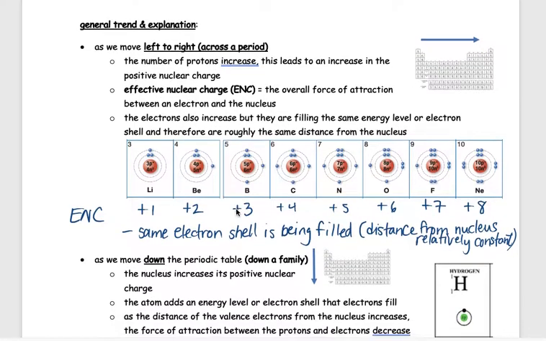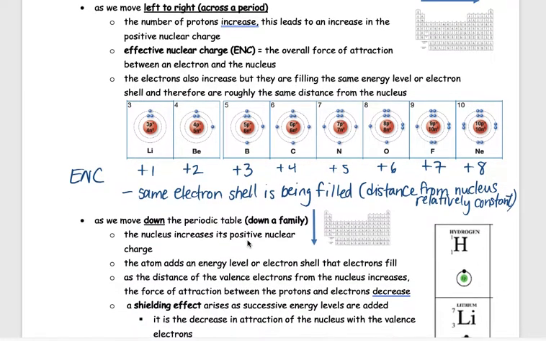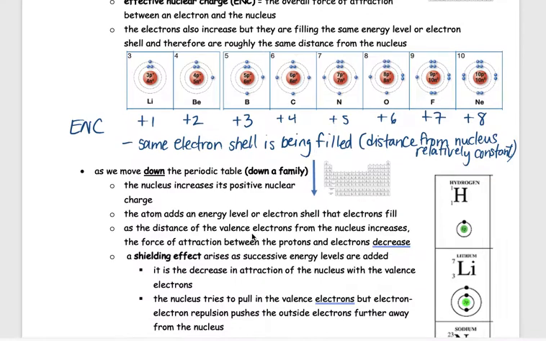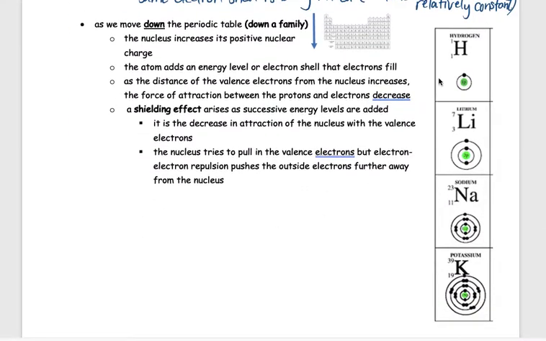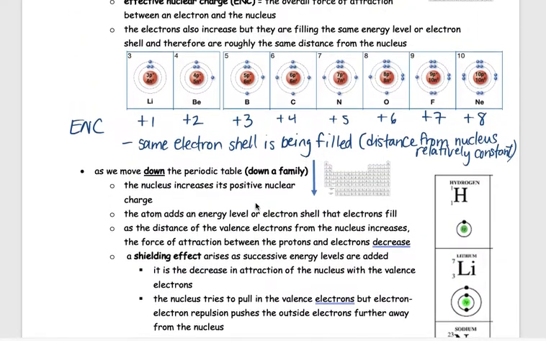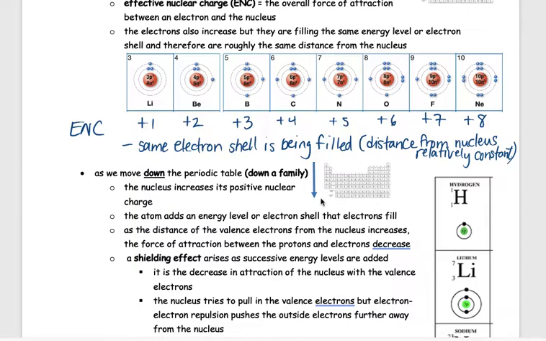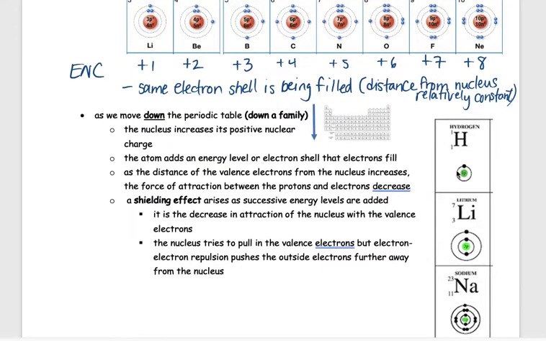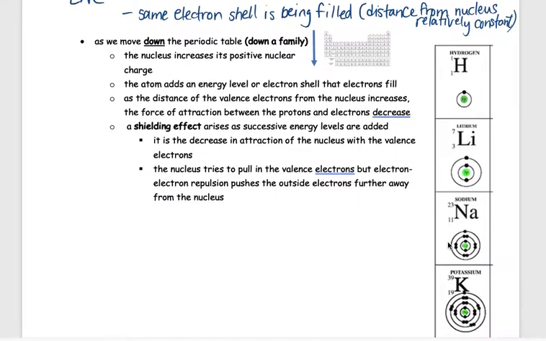All right, so what's happening when you go down a family, down the periodic table? We're looking at hydrogen, the first group here, down to potassium. Again, the effective nuclear charge is increasing as we go down. You have 1 proton, 3 protons, 11 protons, 19 protons. So you're getting this big jump and increase of the effective nuclear charge.